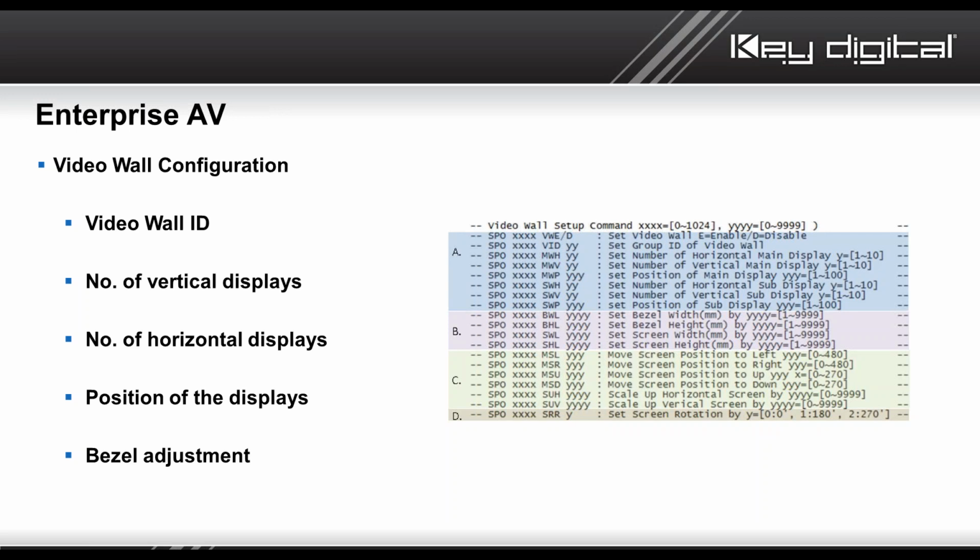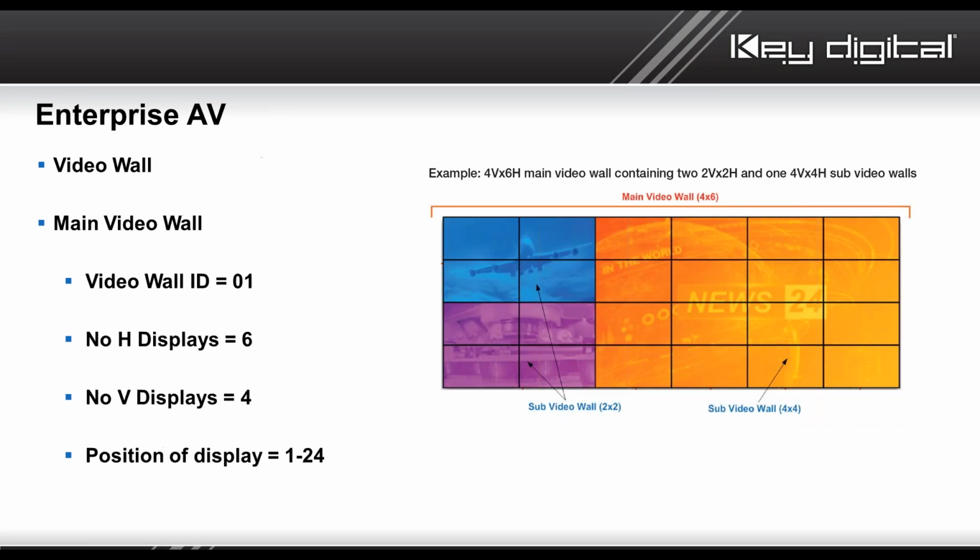And the bezel adjust is really cool. We could see it in the B section here in purple. All you have to do is tell us what is the width of your television, including the bezel, and what is the width and height of the television with just the screen. We'll do the math automatically. So if we look here at the main video wall, 4x6, you'd have a number of horizontal displays, 6, a number of vertical displays, 4, and the position of the display, anywhere 1 through 24. And this is super easy as well.